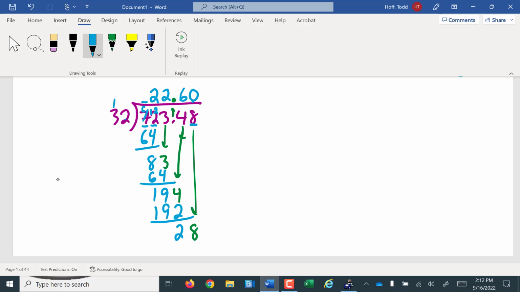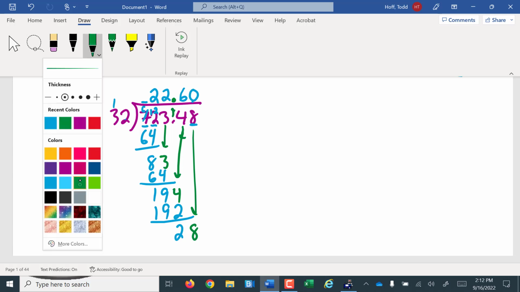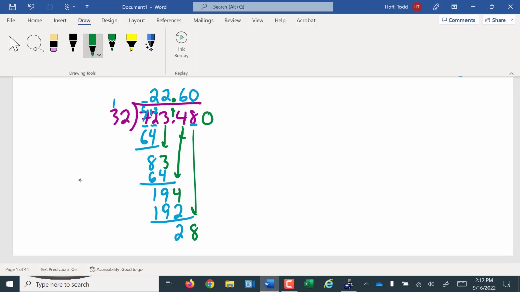We're out of digits. Does that mean we're done? No. If we're after the decimal point, we can add as many zeros as we want to, and it doesn't change the value of the number. 723.48 is the same value as 723.48000000. The exception will come in a few weeks when we talk about measurement. Then we've got to be careful with those. But for now, we can add a 0 and bring it down.